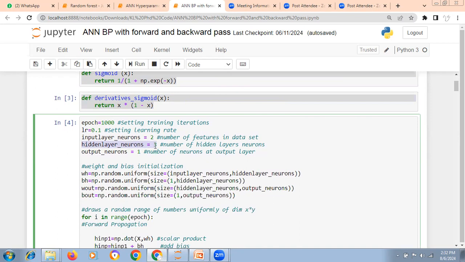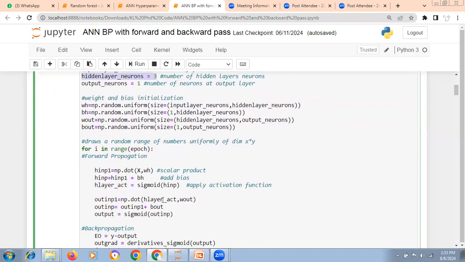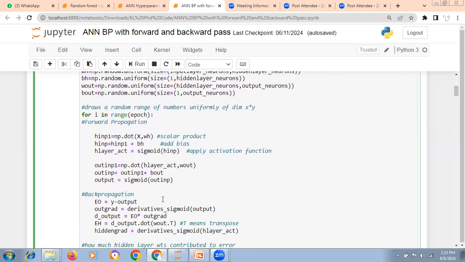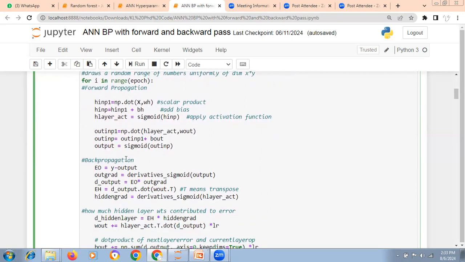Okay, now I need a weight which is connecting the input layer to the hidden layer. So that I have initialized here with some random numbers. At the same time, I need a bias for that particular calculation. Now I need a weight again for the connection from my hidden layer to the output layer. So that is the W out, and I need a bias again for the same one. Now, however many epochs there are, those many times I will perform the forward pass and backward pass.